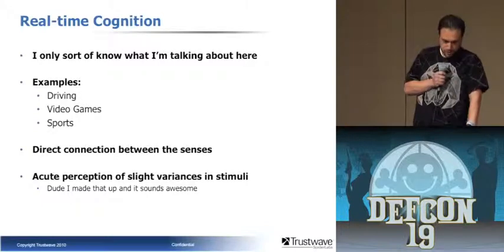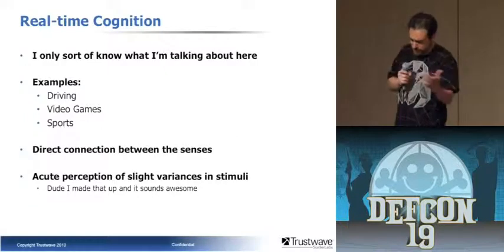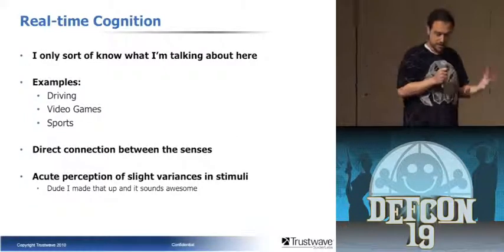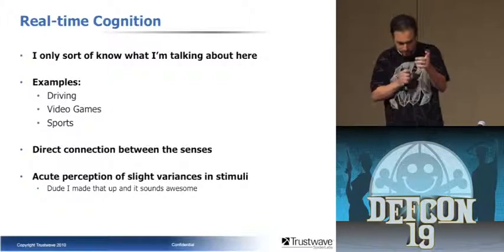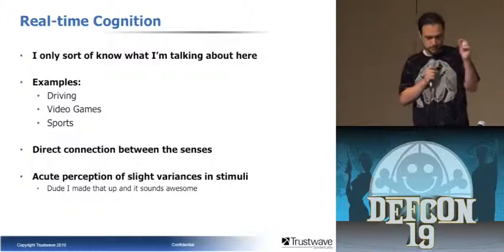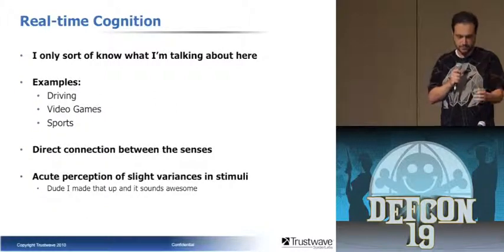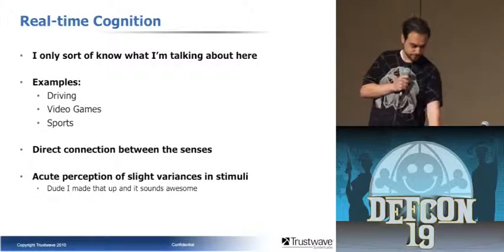So it's a direct connection between the senses. You're able to react to something. You're able to see it out of the corner of your eye, and you're able to do something about it, right? It's the same with video games, sniper and whatever. You can get really good at that, but you're not thinking about it. You're just doing it. It's acute perception of sight variances and stimuli, which sounds awesome.